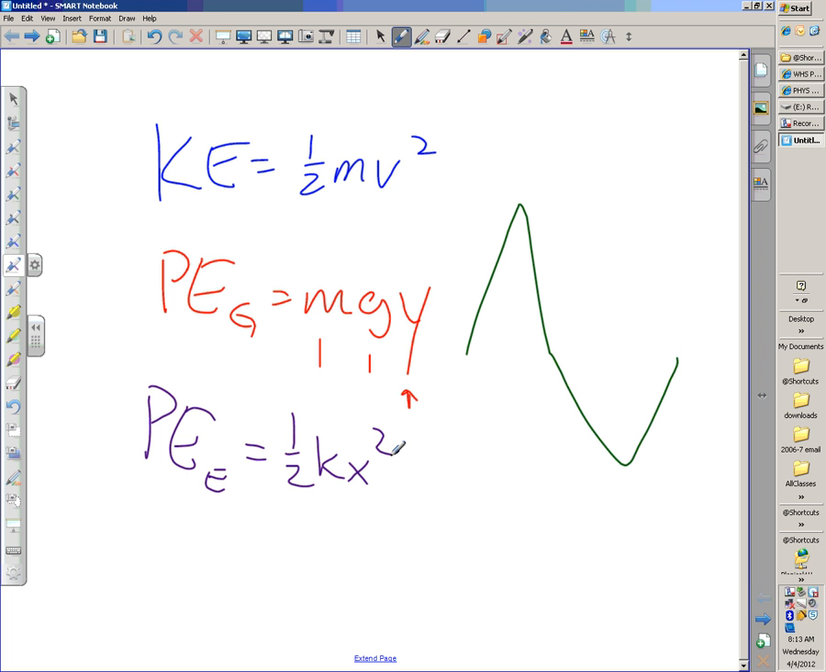I guess you could do delta X, that would be fine. You could think of it that way, because you really want the change in the length. That's really what we're looking for. Good there?